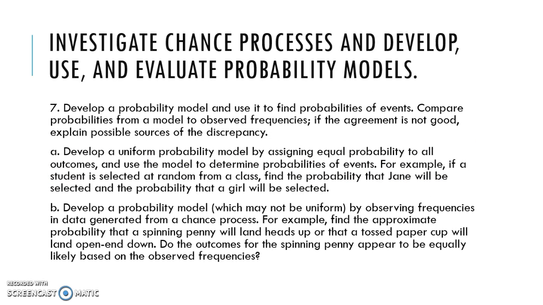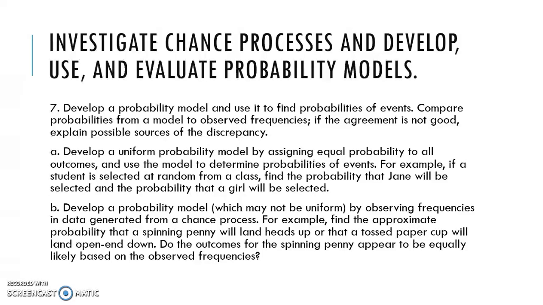All right, moving on to standard 7. 7 kind of expands on 6, and they sort of go together. So it's developing that probability model, using that to find probabilities of events, and comparing probabilities from your model to observed frequencies. So do they agree? This kind of is spoken about in the progressions about how lots of hands-on activities are really critically important.